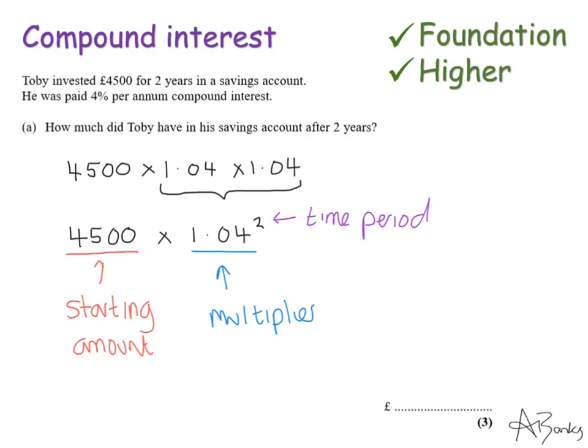So when I type this in my calculator, I get 4867.2, and because it's money I need to make sure it's 2 decimal places, so I'm going to make that 2 into 0.20. So that's my answer.